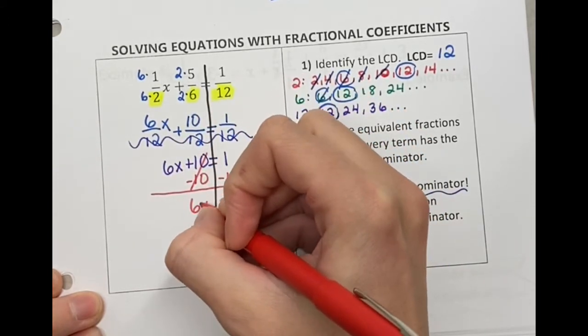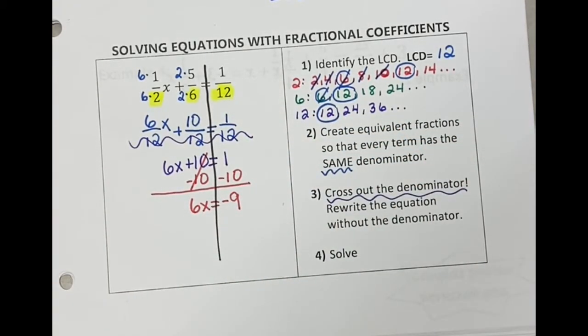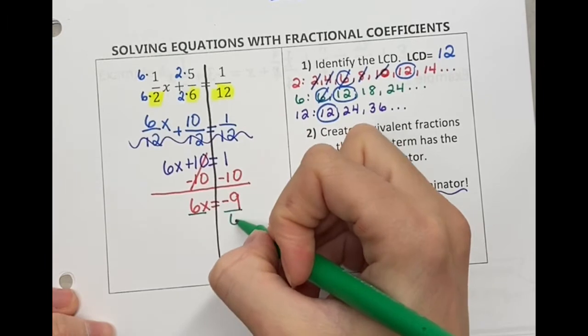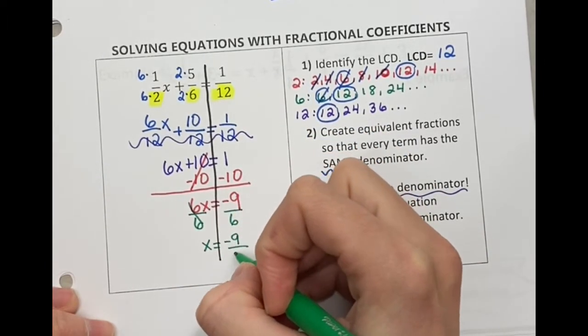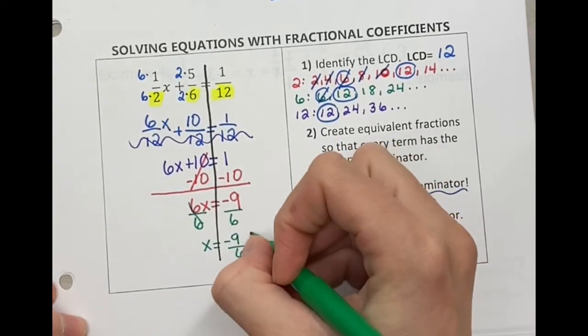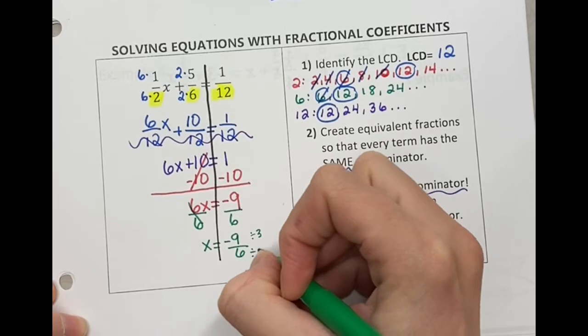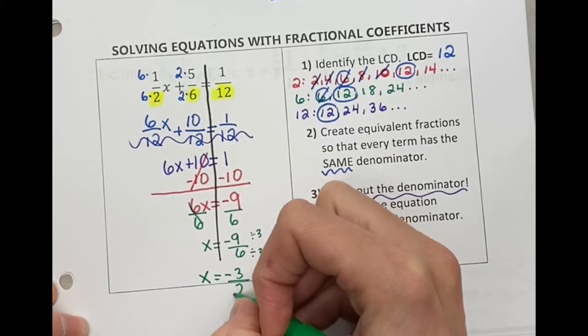So I end up with 6x equals 1 minus 10, which is negative 9. Then I'm going to divide by 6 on both sides. And I get x equals negative 9 over 6. Or if you simplify that fraction, you could divide both of these by 3. So we get x equals negative 3 over 2.